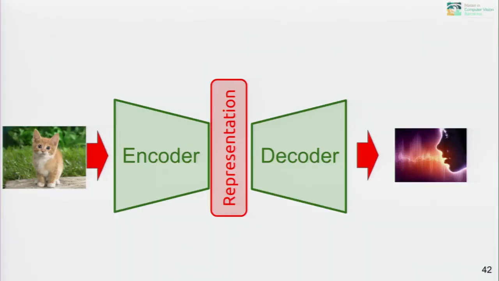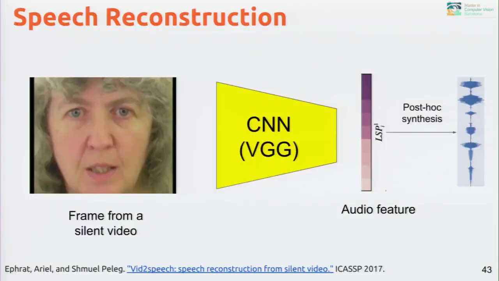Okay, what else can we do? From vision to audio. So what if instead of learning features, we generate the audio? That could be one classic problem.